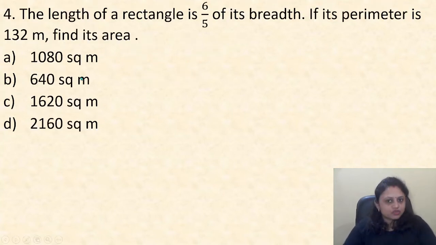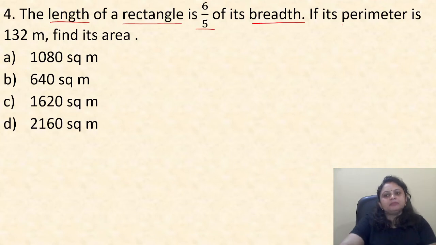Coming to the next question. The length of a rectangle is 6 by 5 of its breadth. If its perimeter is 132 meter, find its area. Option A, 1080 square meter, B, 640 square meter, C, 1620 square meter, D, 2160 square meter. So in the question it is given the length of a rectangle is 6 by 5 of its breadth. If its perimeter is 132 meter, find its area.